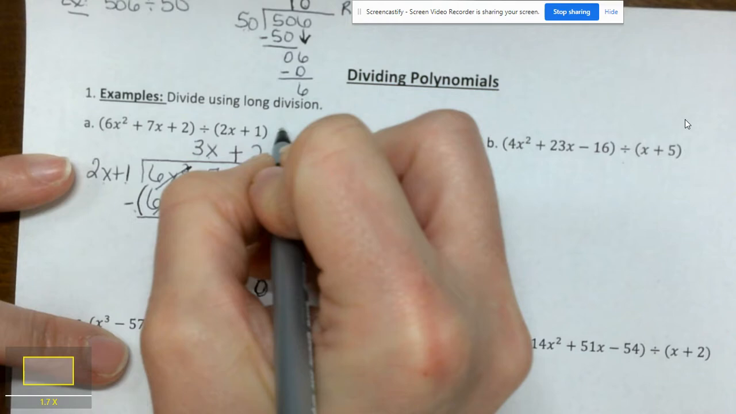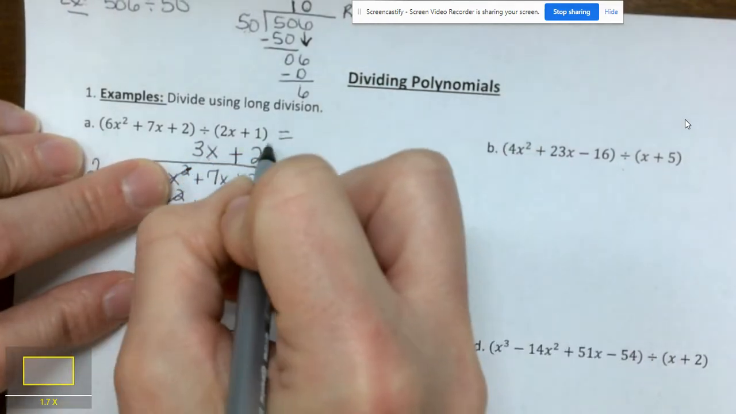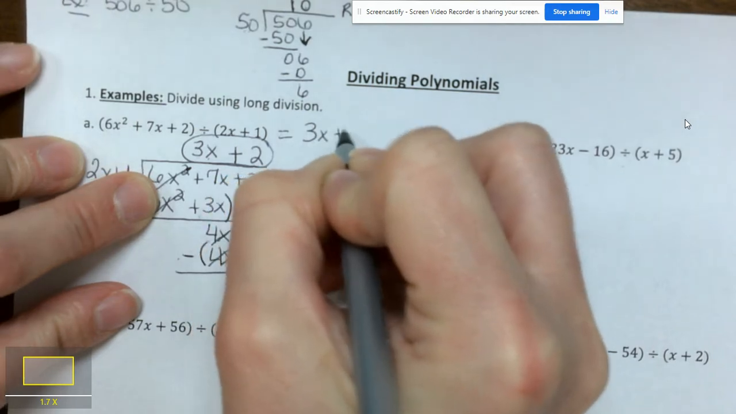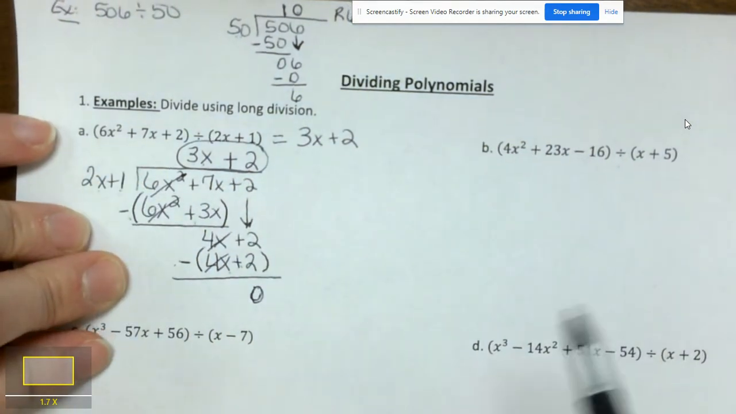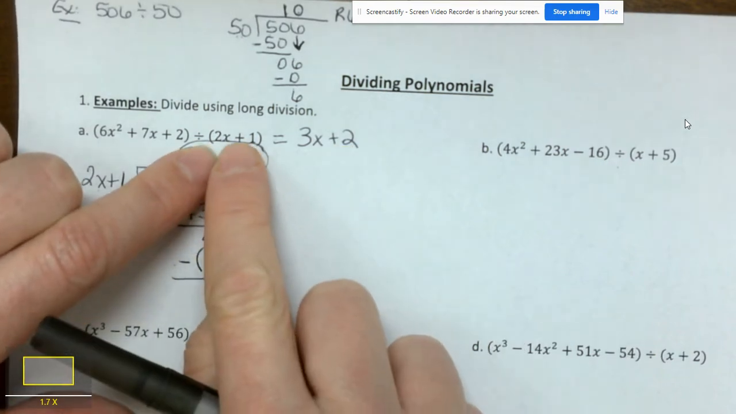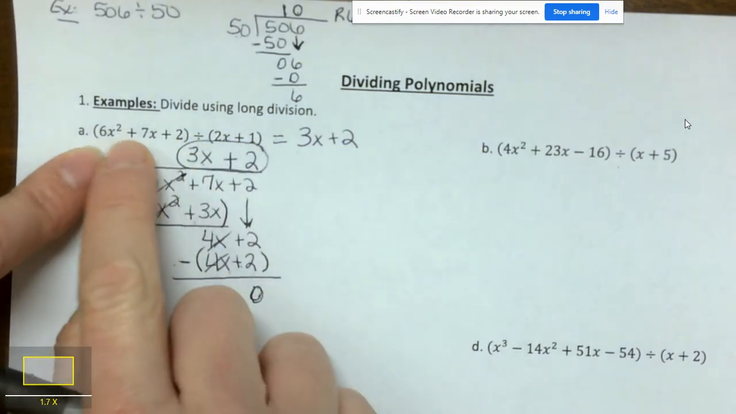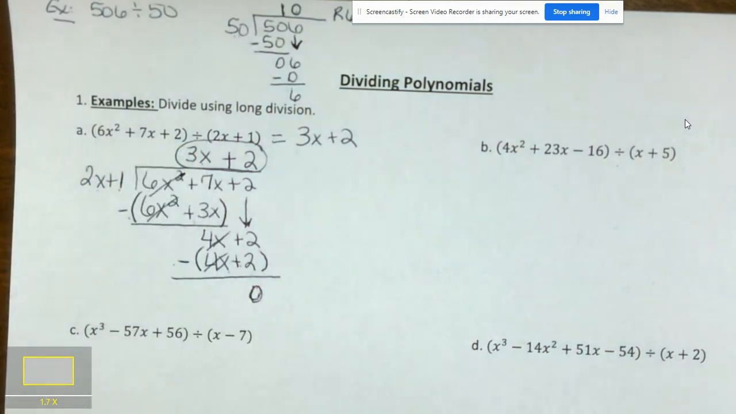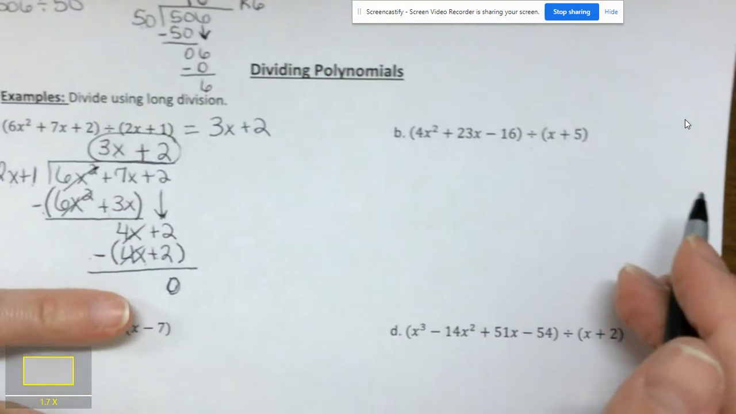So I have, in this case, a remainder of 0. So my answer, if I put an answer here, is going to be this thing that I came up with right here. It's going to be 3x plus 2. What that means is if I take 3x plus 2 and I multiply it by 2x plus 1, I'm going to get this thing right here back. Okay? Let's look at another example.